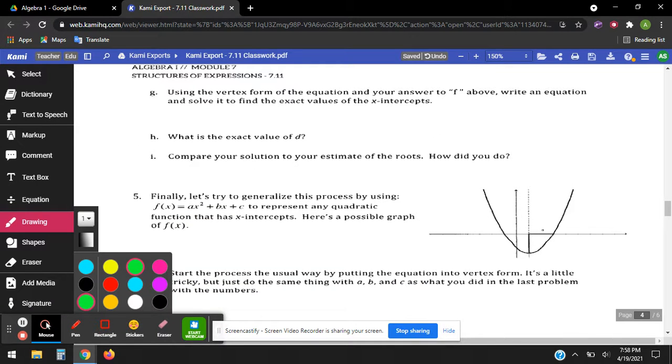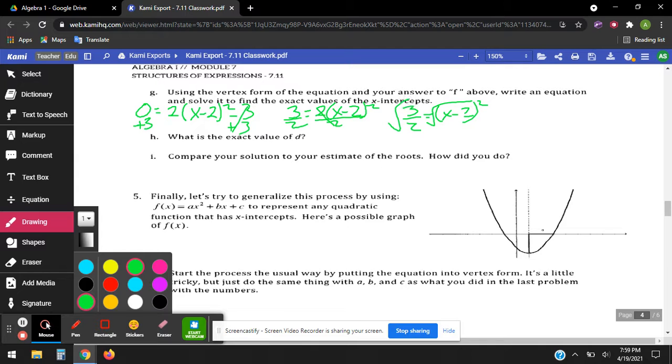So using the vertex form, let's actually solve this. So 0 equals 2 parentheses x minus 2 squared minus 3. First, I'm going to plus 3 on the end. And I get 3 equals 2 times x minus 2 squared. I divide by 2 this time. So 3 halves equals x minus 2 squared, square root. So let's see, square root of 3 over 2 equals x minus 2.